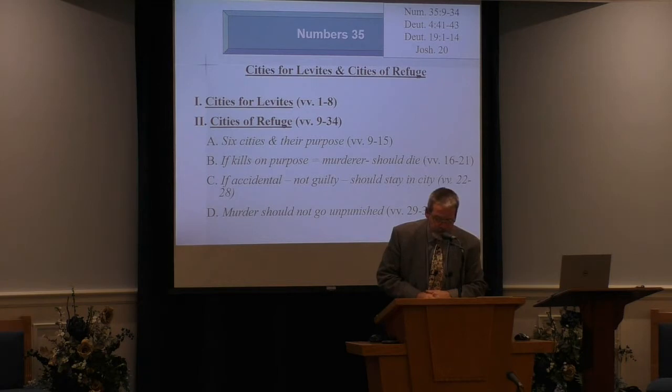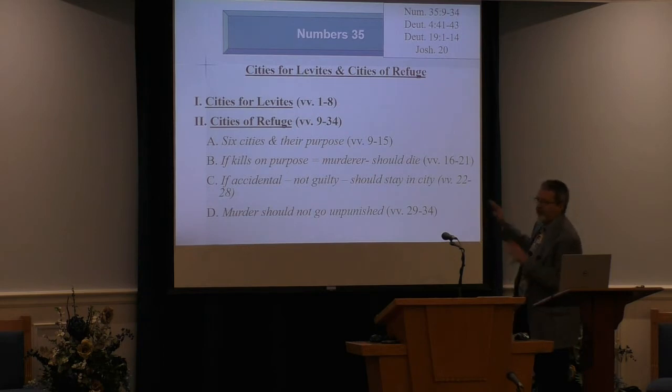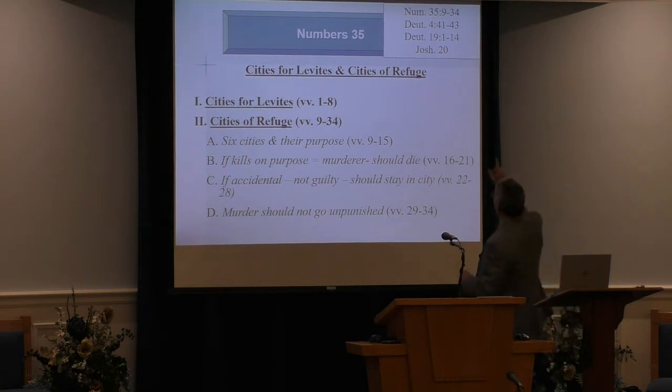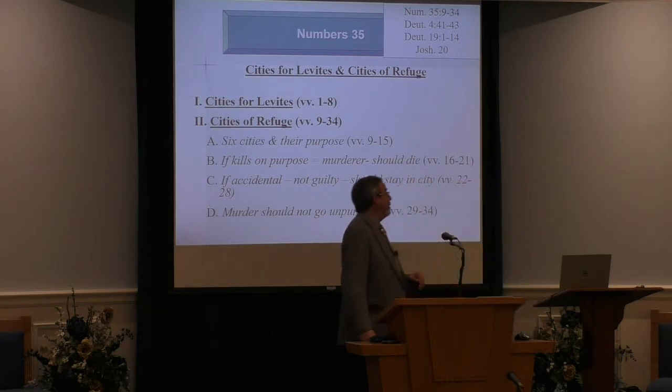Now at verses 29 through 34, we won't read that. The murderer should not go unpunished. In fact, he should die. And so that was our first introduction to the cities of refuge, in Numbers 35. So if you haven't already, jot down Numbers 35, Deuteronomy 4, Deuteronomy 19, and Joshua 20. Those are your parallel passages.